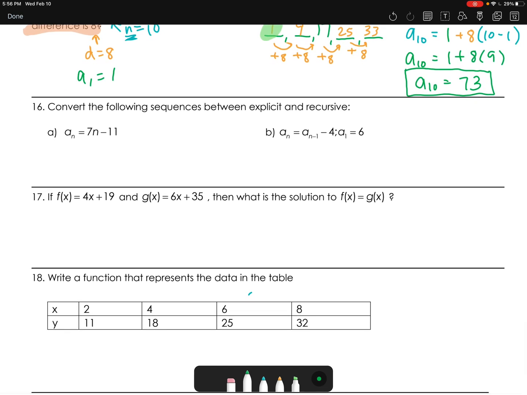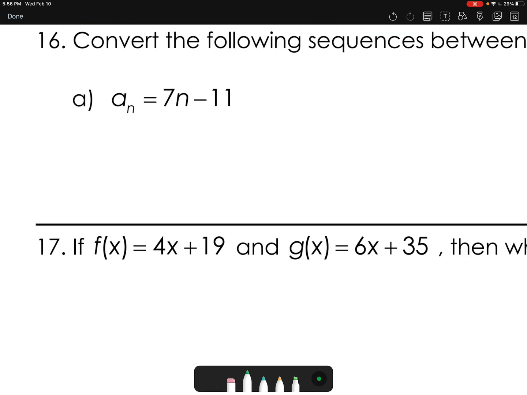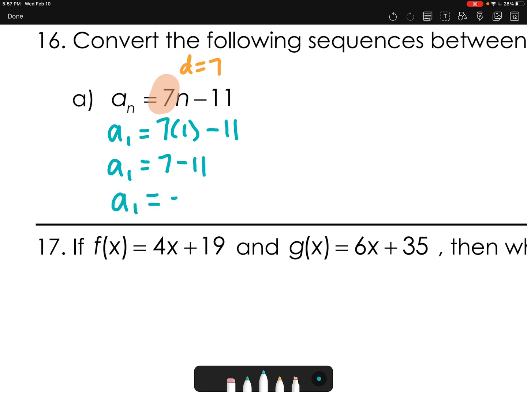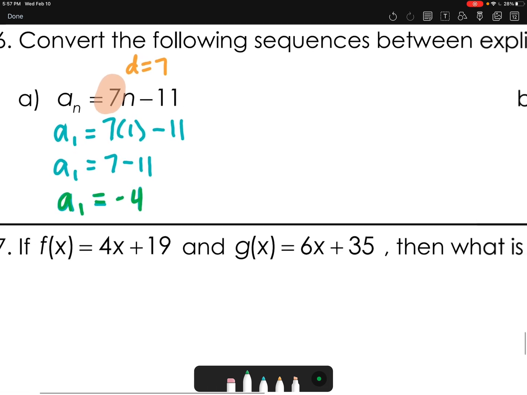Number 16, convert between recursive and explicit. This one gives us the explicit formula. First thing off the bat, remember where your common difference is. This is your common difference, so d equals 7. Now I need to find a sub 1, so I'm going to plug in 1 for n. A sub 1 is 7 minus 11. A sub 1 equals negative 4.